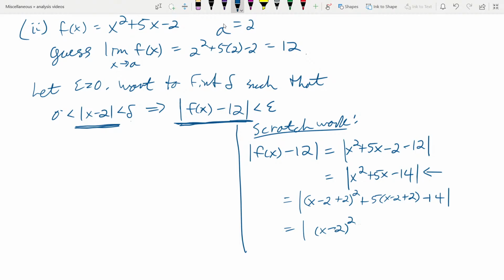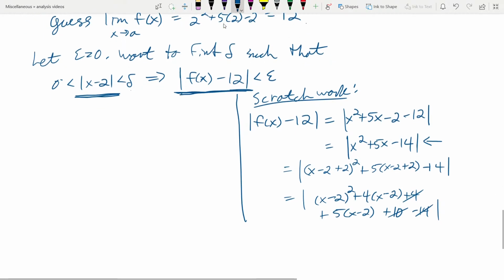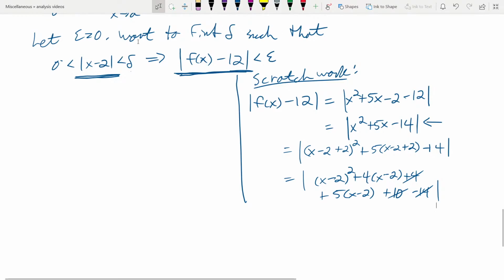We get (x − 2)² + 4x − 2 + 4 + 5x − 2 + 10 − 14. Okay, good. So the constants are going to cancel off perfectly. That's what you should expect.